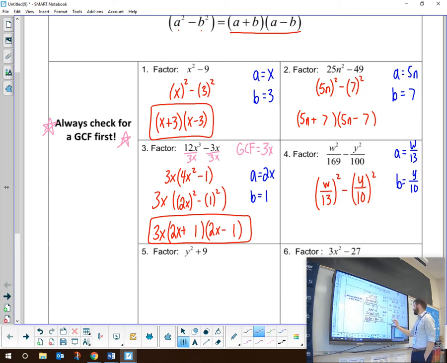So now we're still going to build out my parentheses. Still going to put a plus sign and a minus sign. And we're going to plug in my A and my B, right? We're going to go w over 13 plus y over 10, w over 13 minus y over 10. Okay? So there is my all factored out.